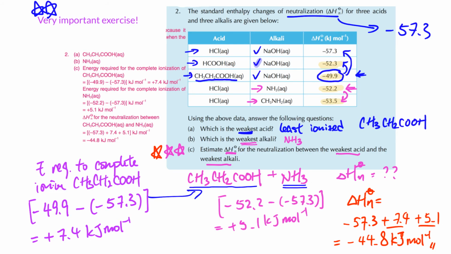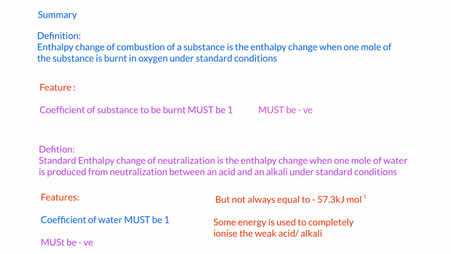So to summarize these two videos, first of all, for the definitions, remember, standard enthalpy change of combustion is the enthalpy change when one mole of substance is burned in oxygen. And then all of them should be under standard conditions. For the feature of combustion, remember the substance to be burned must be one mole all the time. Also combustion is exothermic for sure, so it must be negative. If you calculate something positive, that must be wrong.